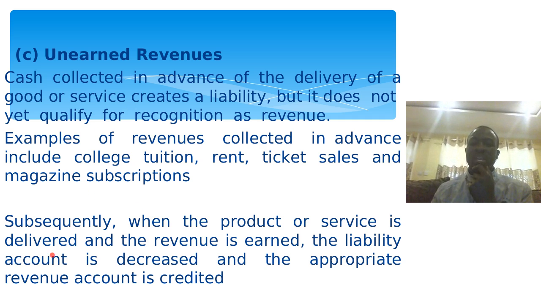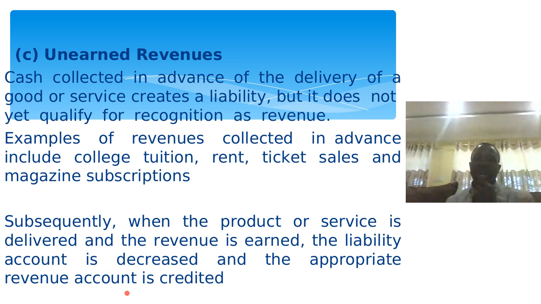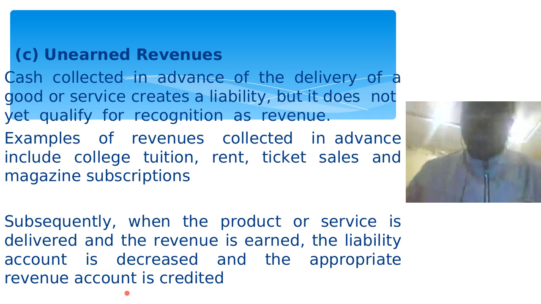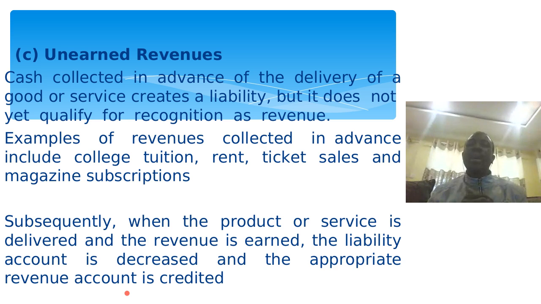Now, when the product or service is delivered, then the revenue will now be earned and the liability account will be decreased and the appropriate revenue account credited. So when you earn it, you decrease the liability account. Remember, liabilities have got credit normal balances.